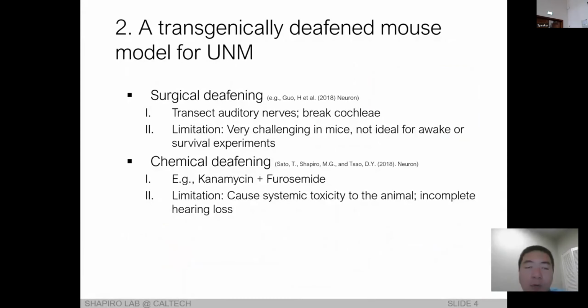So therefore, we may want to investigate the ultrasound neuromodulation after deafening the animal. However, there are a few limitations of the method that Tom and I used in our studies. For example, in my study, I transected the auditory nerves and broke the cochlea. However, they are very invasive to the animal, and it's not ideal for survival experiments. And in Tom's study, he used kanamycin and furosemide to deafen the animal, and it can cause systemic toxicity to the animal, and also the hearing loss is incomplete.